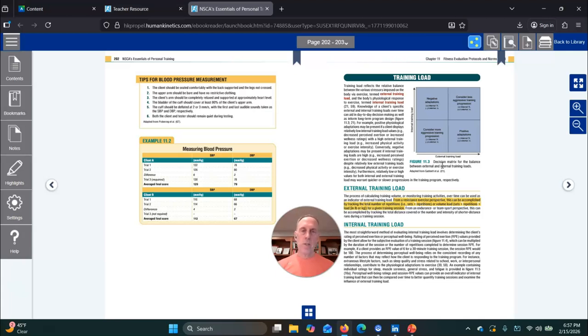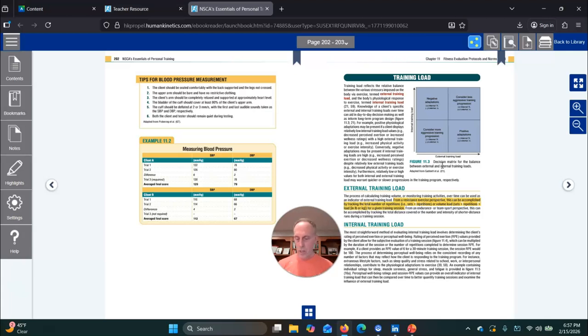We've talked about this in other parts of our class, but it's the ability to quantify the work that we're asking a person to do, and that's total volume load. And if there is no loading per se, then it just becomes total volume, reps and sets. But that would be an external training load. The internal training load would be how the person perceives that work.